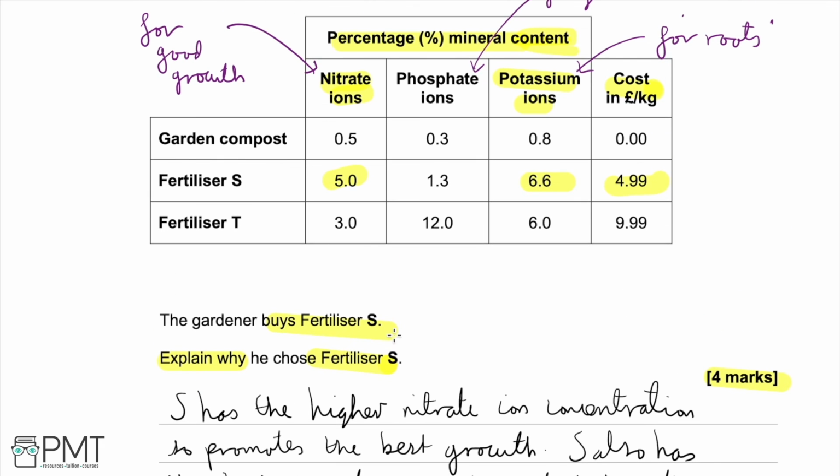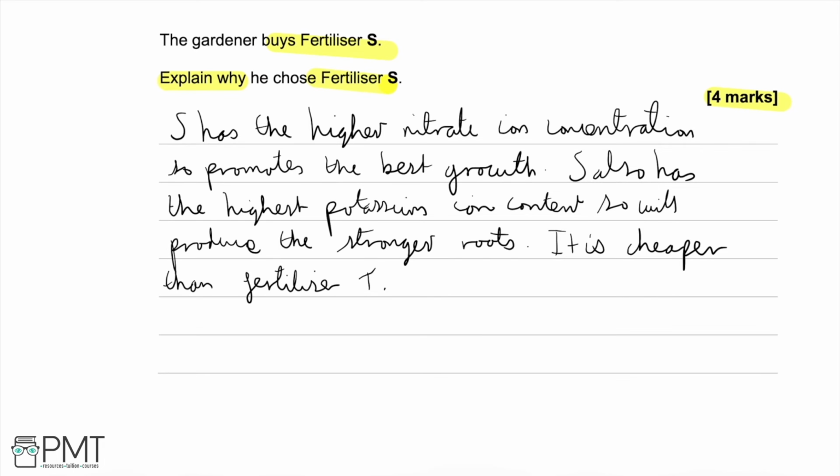Let's look back at the table and the final column that we have not mentioned. Now that is phosphate ions. Now, as you can see, in this case fertilizer S is not the highest, with a percentage mineral content of 1.3 compared to 12 in fertilizer T. Now this means in terms of phosphate ions, it is not the best fertilizer to use. So we should mention this by stating that it does not have the highest phosphate ion concentration or content.